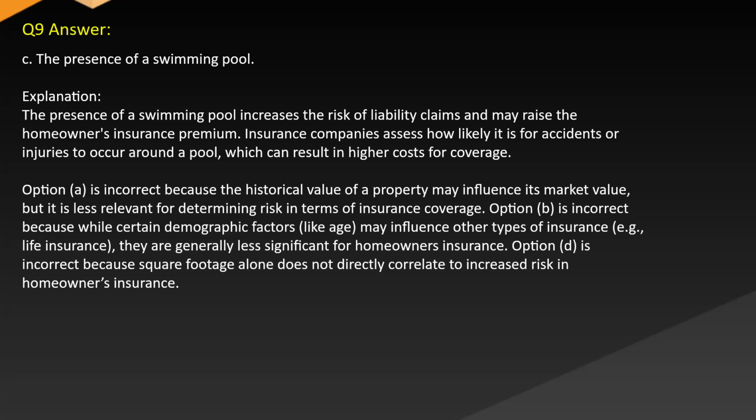Option B is incorrect because while certain demographic factors like age may influence other types of insurance, e.g. life insurance, they are generally less significant for homeowners insurance. Option D is incorrect because square footage alone does not directly correlate to increased risk in homeowners insurance.